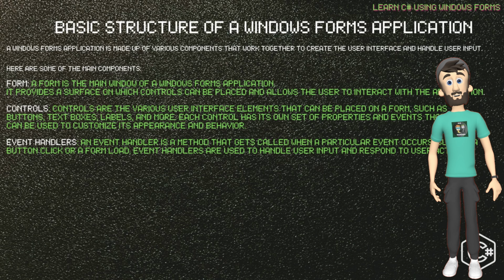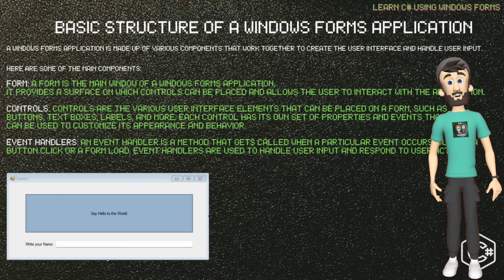Basic structure of a Windows Forms application. A Windows Forms application is made up of various components that work together to create the user interface and handle user input. Here are some of the main components. Form. A form is the main window of a Windows Forms application. It provides a surface on which controls can be placed and allows the user to interact with the application.